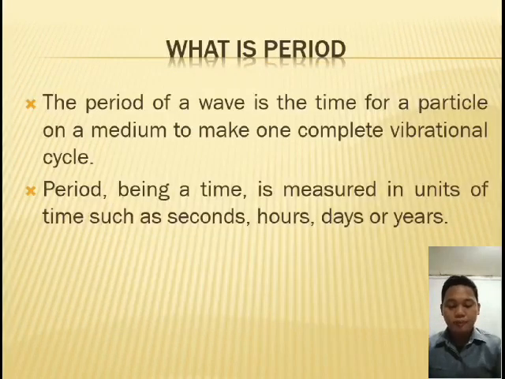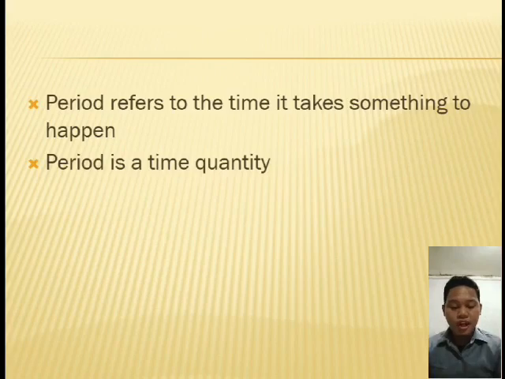So what is period? The period of a wave is the time for a particle on a medium to make one complete vibrational cycle. Period, being a time, is measured in units of time such as seconds, hours, days, or years. Period refers to the time it takes something to happen. Period is a time quantity. So when you say period, it refers to time.